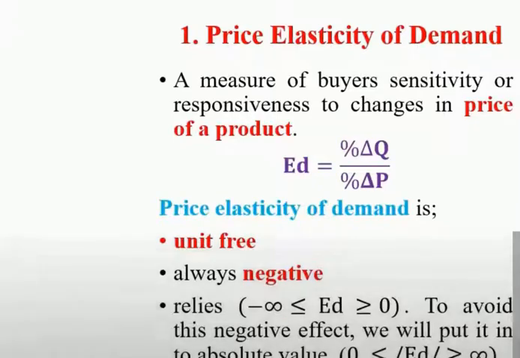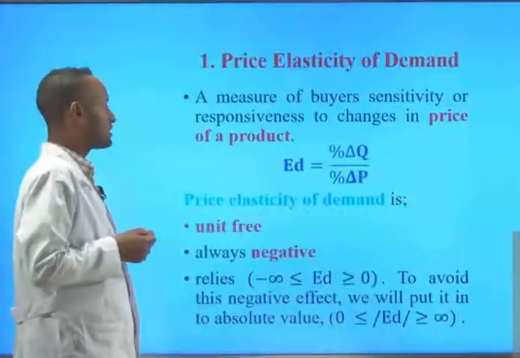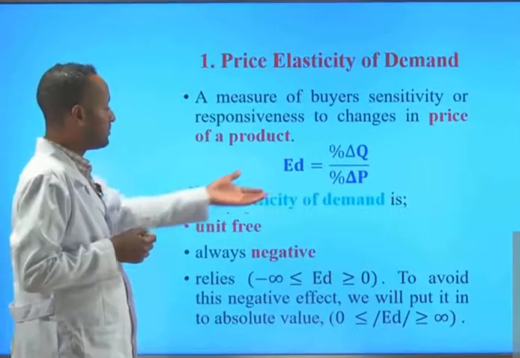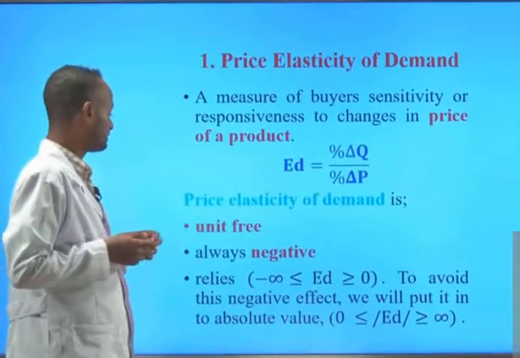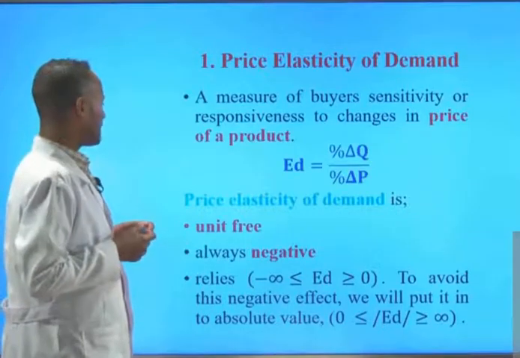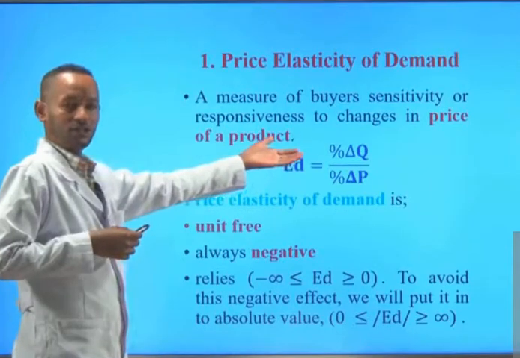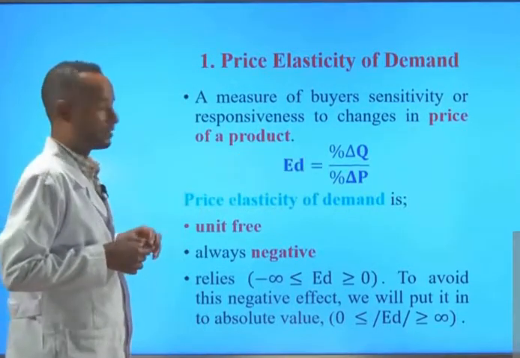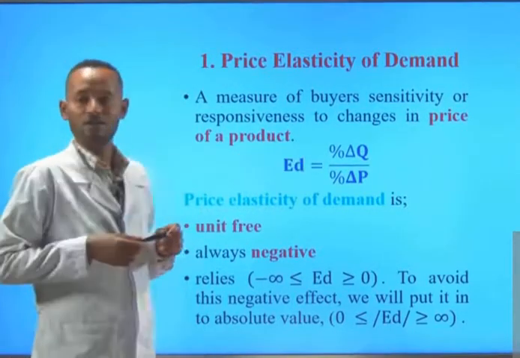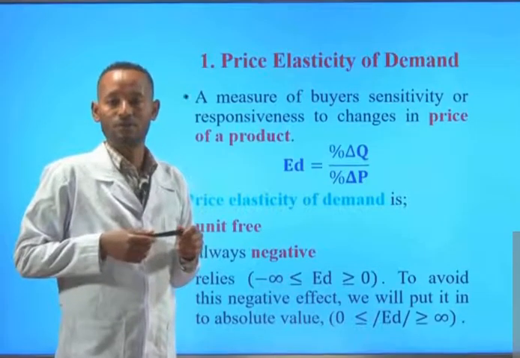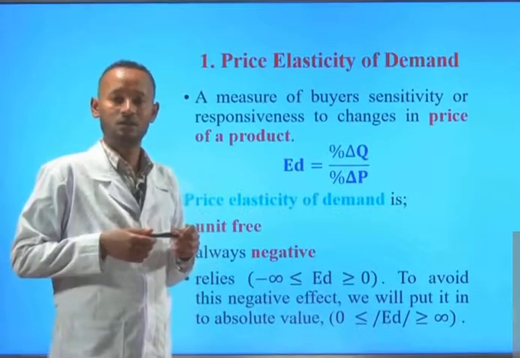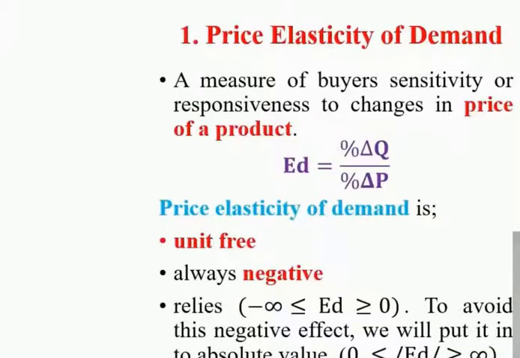Elasticity of demand. Mathematically, the price elasticity of demand is calculated by dividing the percentage change in quantity demanded by the percentage change in price of a commodity. The price elasticity of demand is unit free since it is the ratio of two percentages. That means we cannot measure the price elasticity of demand using meter, kilometer, liter, or other units of measurement.